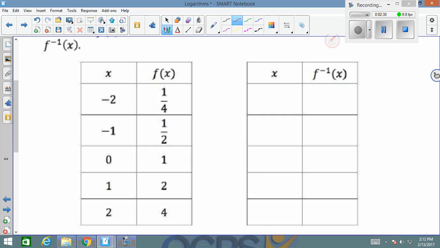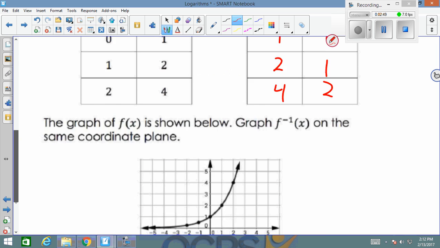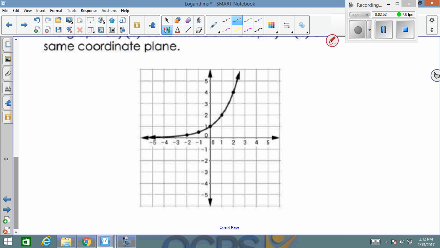Remember, when we do the inverse, you just take your x's and make them your y's, and make your y's your x's. So I'm going to rewrite all these. Okay, so now all my x's are my y's, all my y's are x's. Now we're going to graph each one of those points. So it's 1/4, negative 2, 1/2, negative 1, 1, 0, 2, 1, 4, 2. Now here is my function right there. Notice it's a reflection over the line y equals x.